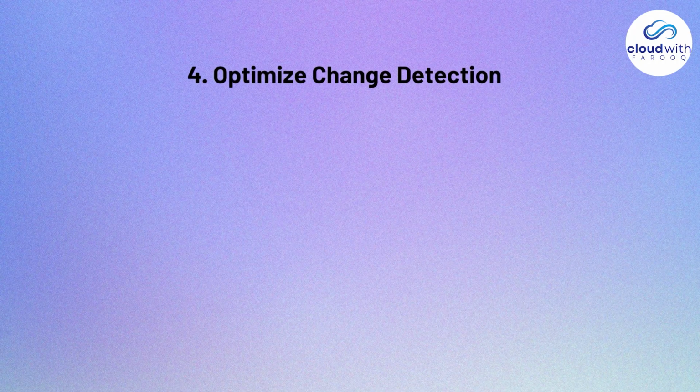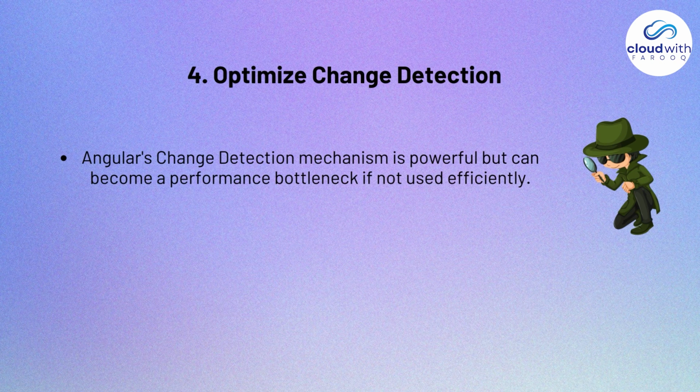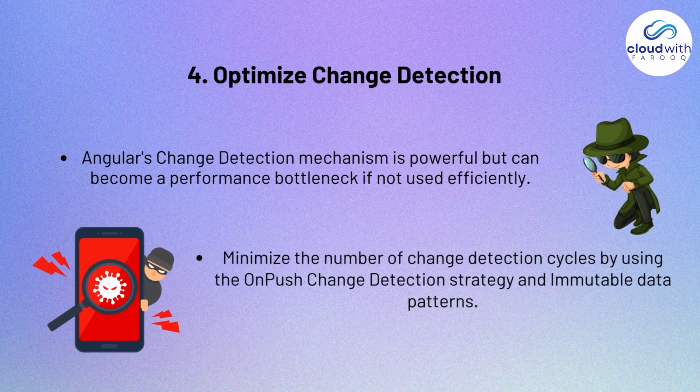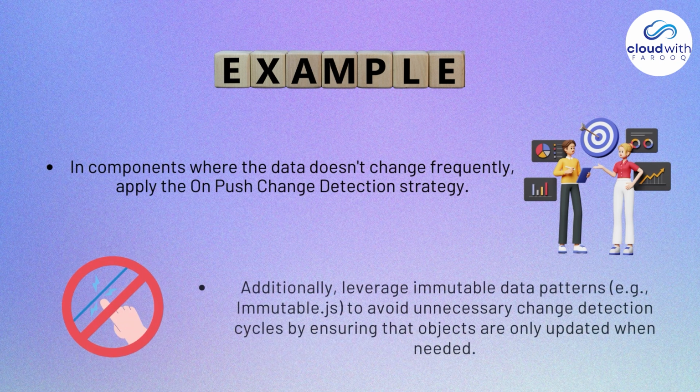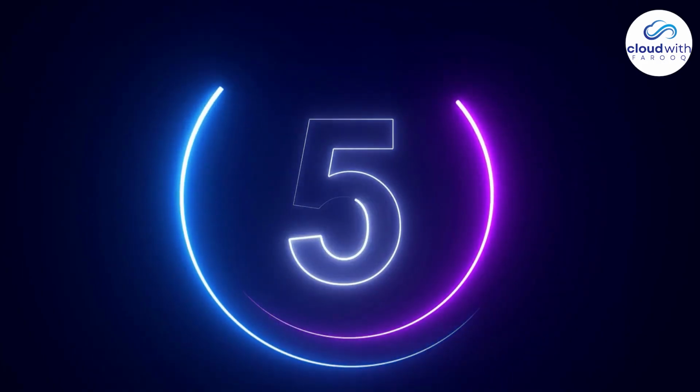Number 4. Optimize change detection. Angular's change detection mechanism is powerful but can become a performance bottleneck if not used efficiently. Minimize the number of change detection cycles by using the OnPush change detection strategy and immutable data patterns. Example, in components where the data doesn't change frequently, apply the OnPush change detection strategy. Additionally, leverage immutable data patterns, that is Immutable.js, to avoid unnecessary change detection cycles by ensuring that objects are only updated when needed.